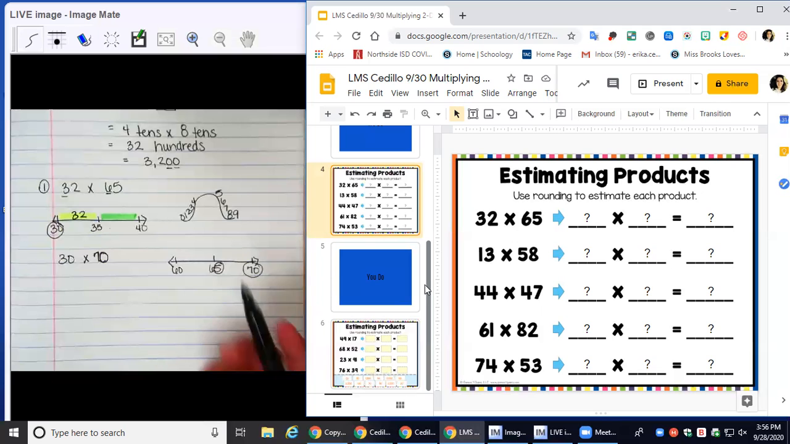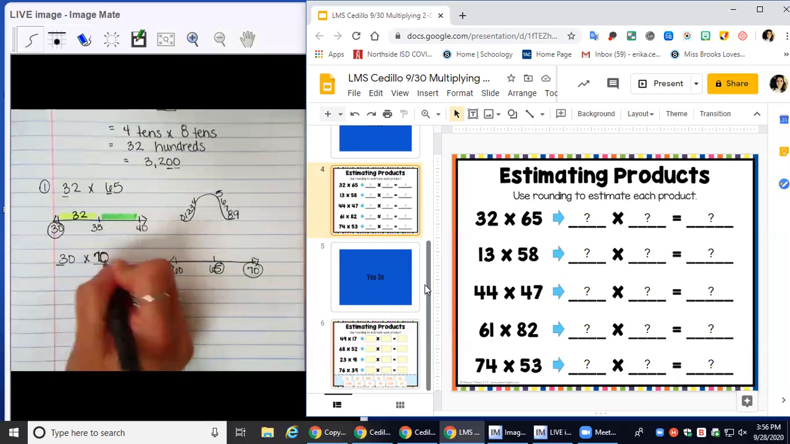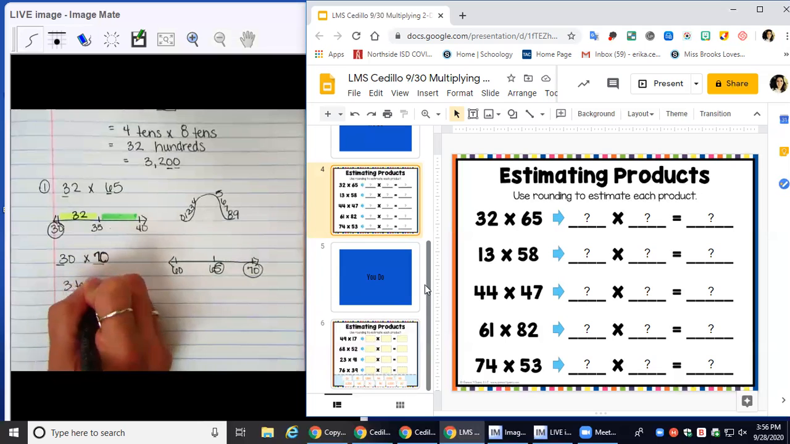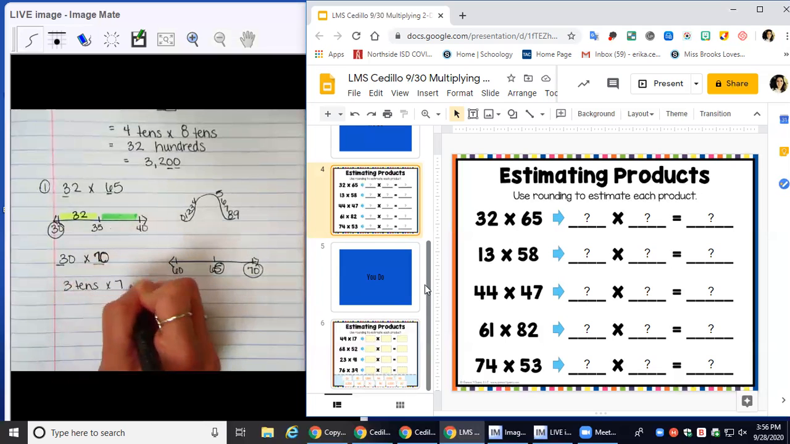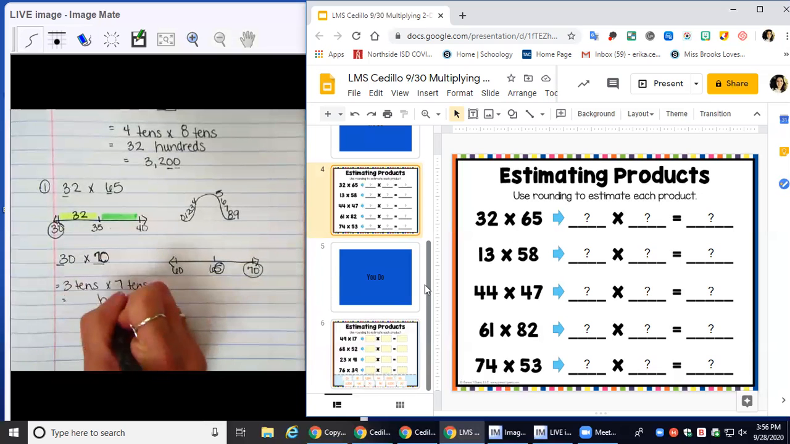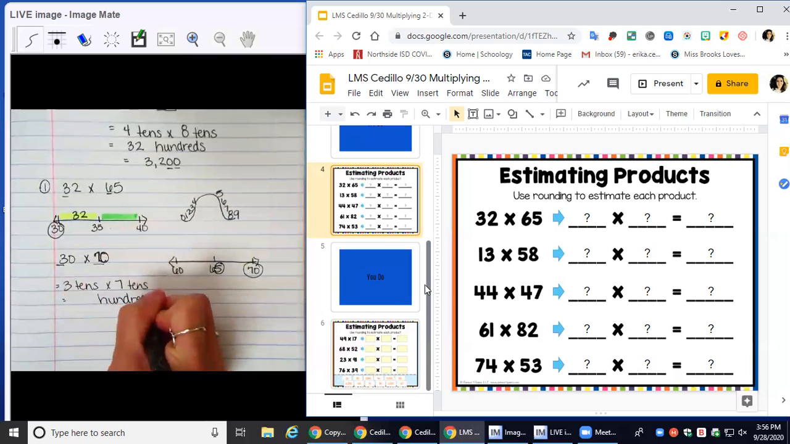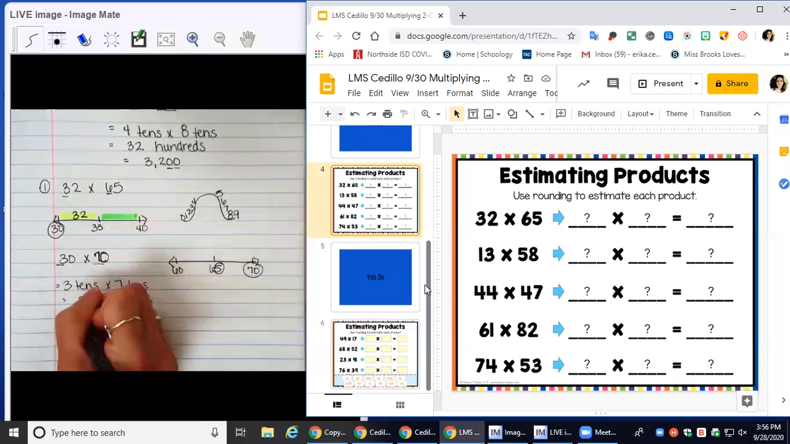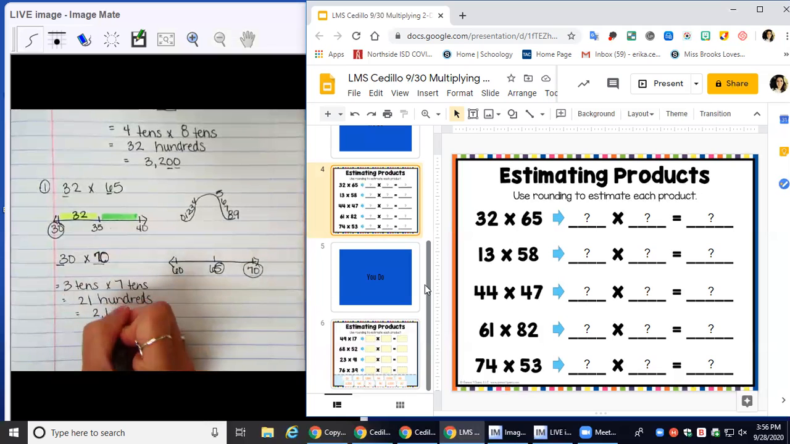And now that I have that, then it pretty much follows the rule of multiplying by tens, right? I can actually say, how many tens do I have? I have 3 tens times 7 tens. I know that 3 tens times 7 tens gives me how many hundreds? It gives me 21 hundreds. And I know that that means I have 2,100.